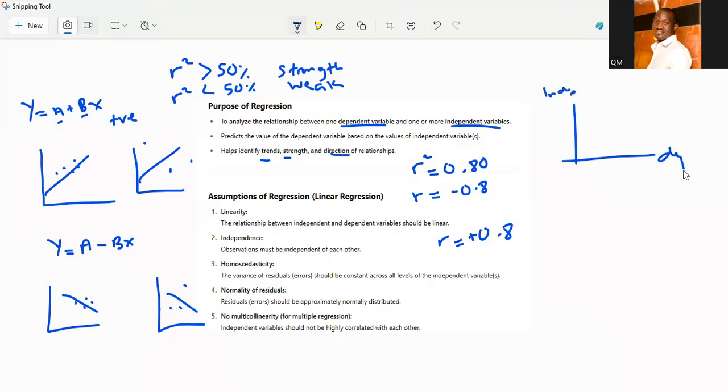So examples of independent variables. The independent variable is the cause, and the dependent variable is the result. You may have sales and advertising. So advertising is an independent variable. Which one depends on the other?